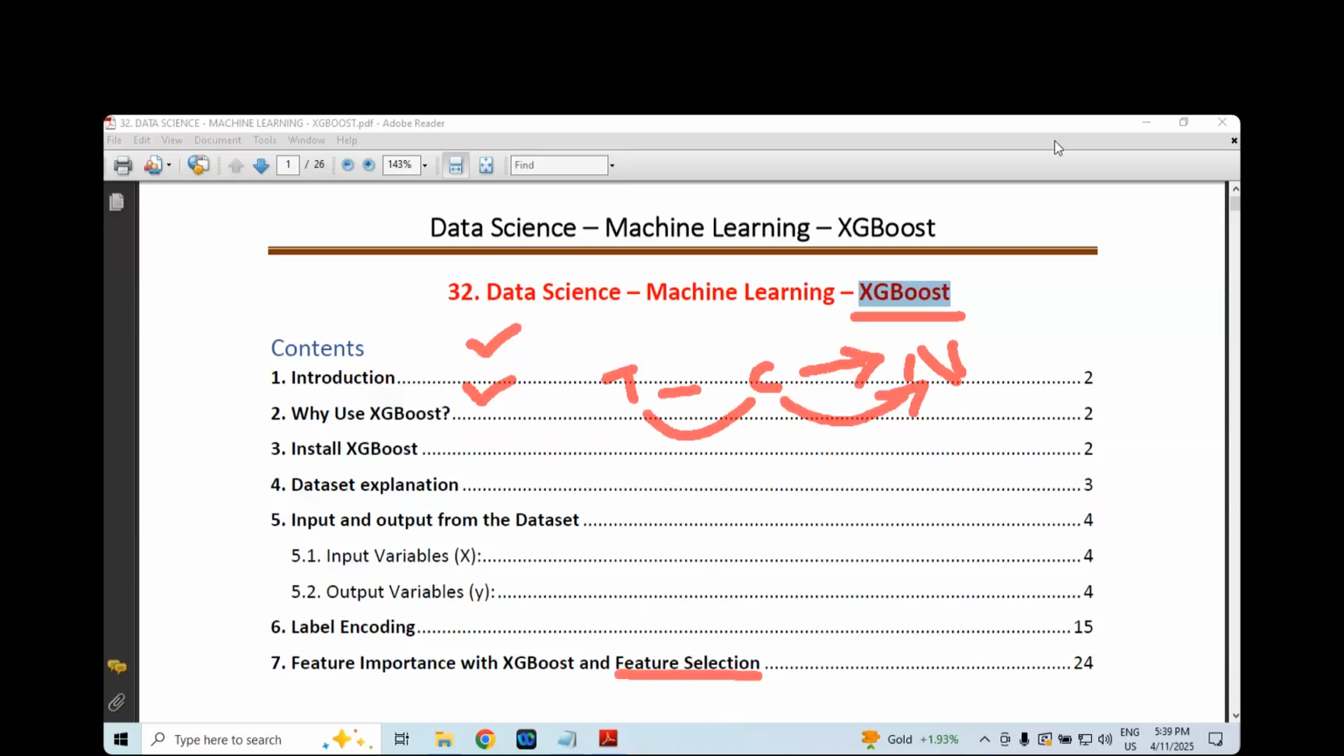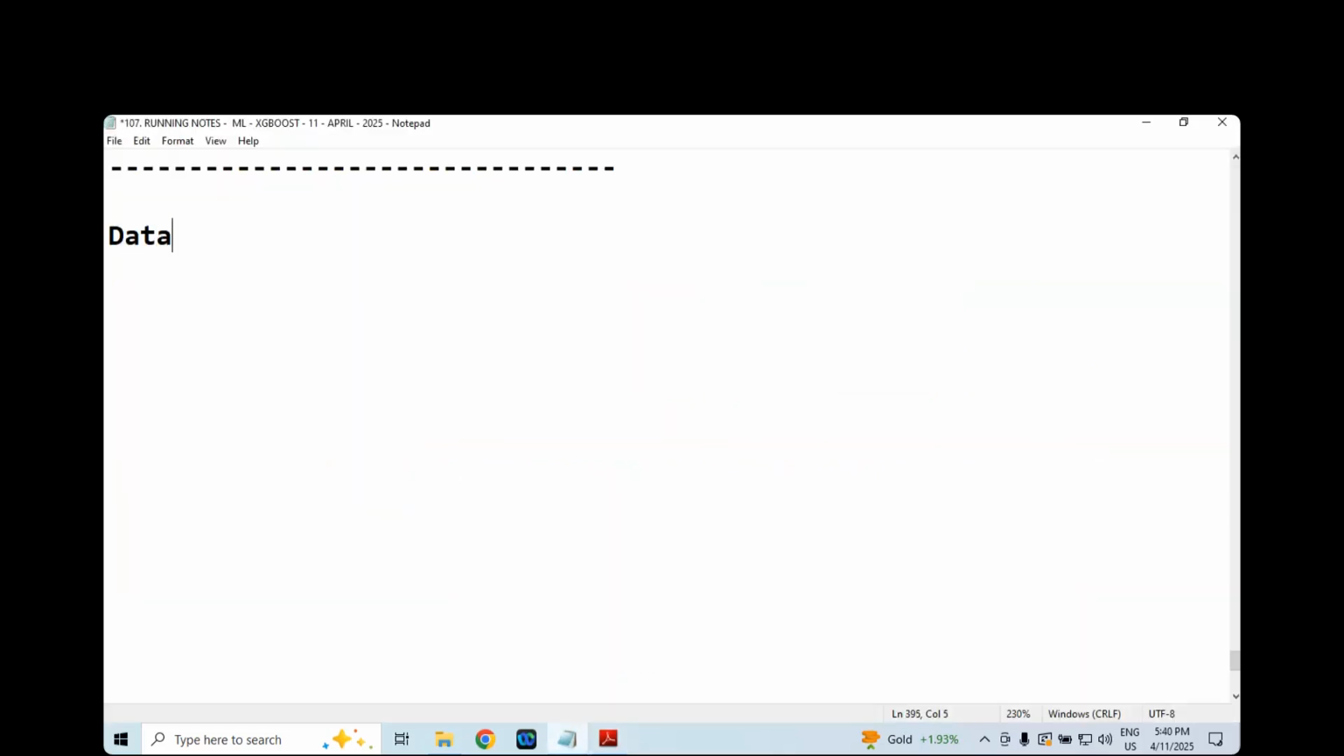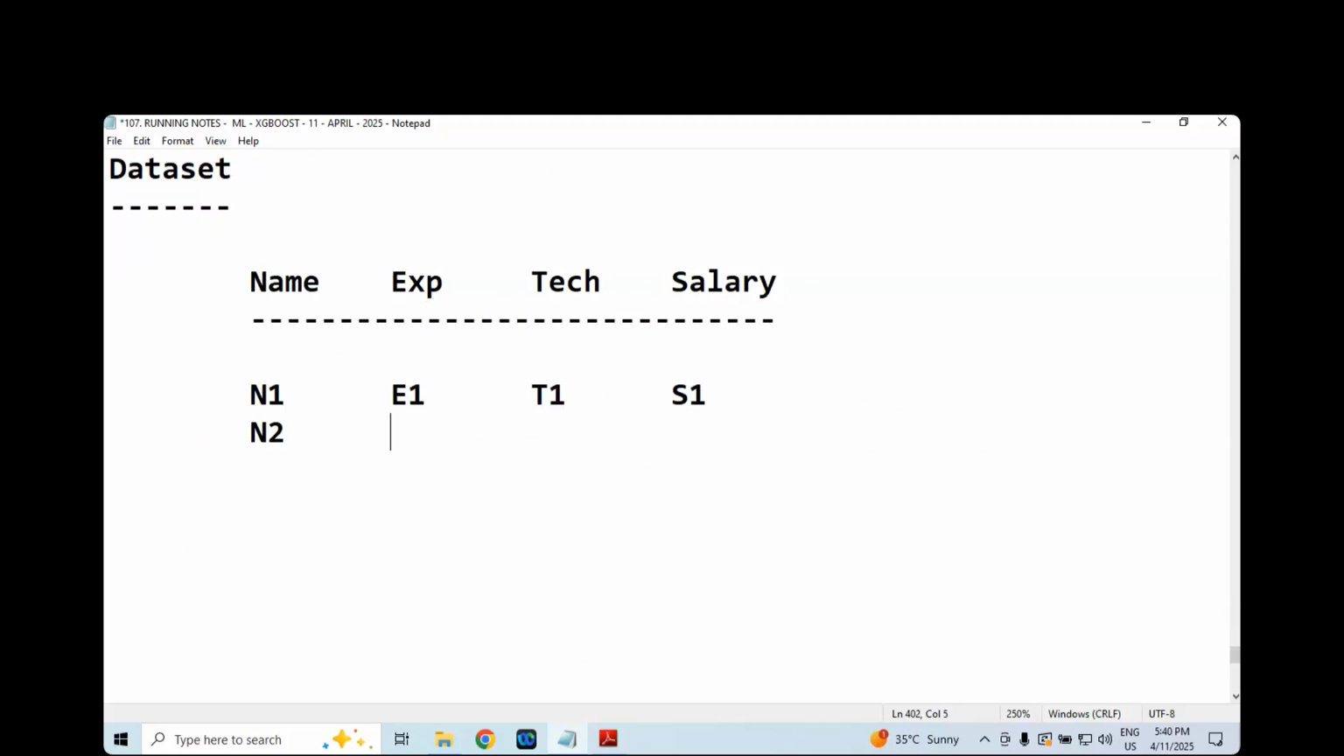Let me give an idea of what we mean by feature selection. Imagine a data set. I would like to take experience, salary, name, and technology. Now the rows: N1, E1, T1, S1. The next one: N2, E2, T2, S2.